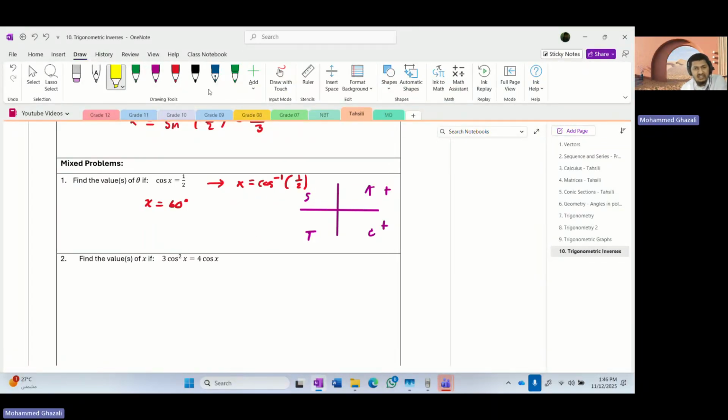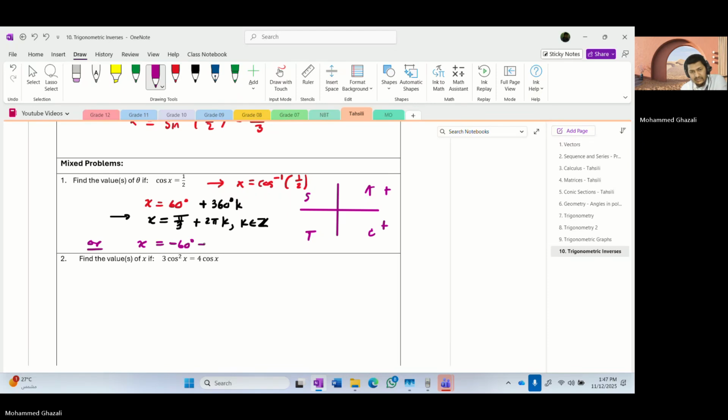First quadrant is the reference angle, so 60 degrees plus 360 degrees k in degrees. If you convert to radians, it's going to be pi by 3 plus 2 pi k, the general solution, where k is an integer. Remember, it's also positive in the fourth quadrant, so it's going to be negative 60 plus 360k, or you can say 300 degrees plus 360k.